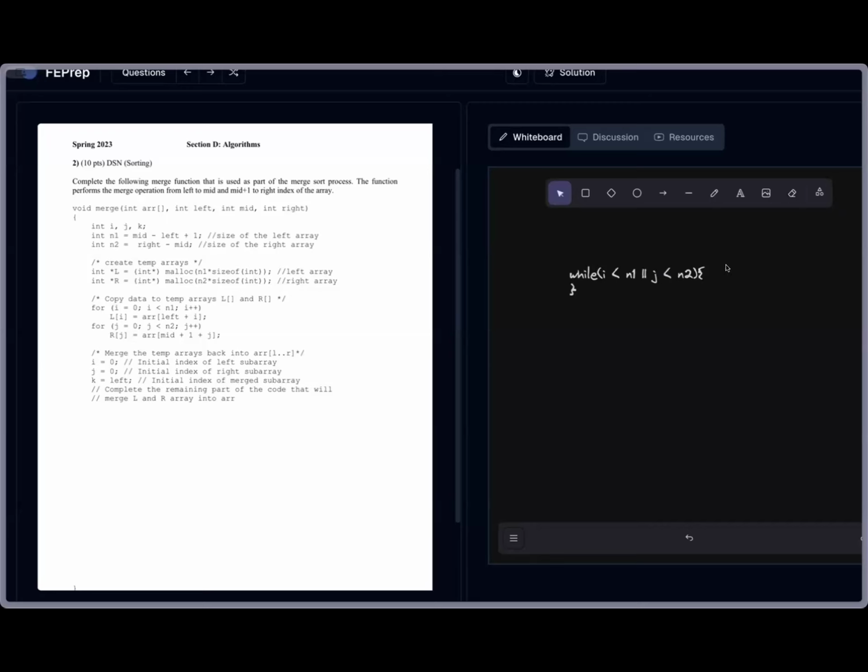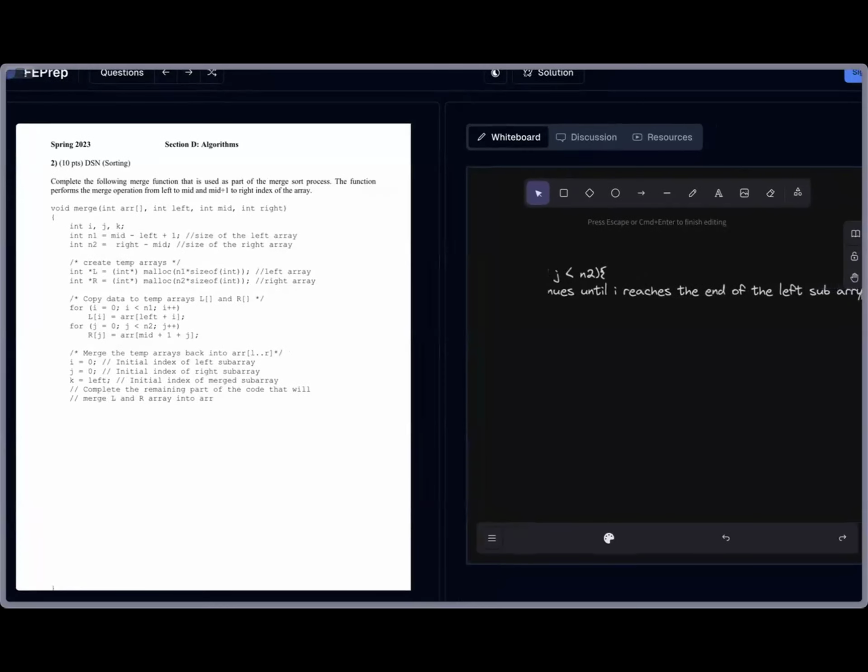And also, if you guys have any other questions on any of the code, let me know later, and I could show you guys, but we got to get through everything. All right, so this continues until i reaches the end of the left subarray. Same can be said with j.